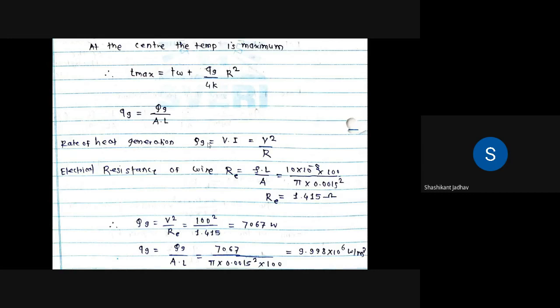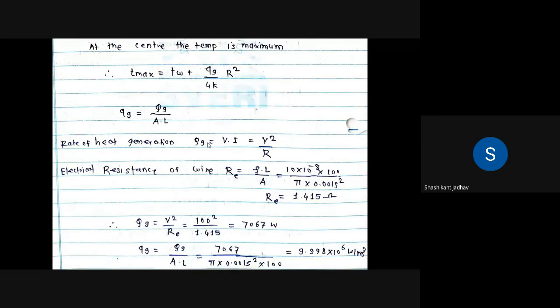And how to write this equation as V square by R. What is Ohm's law? V is equal to IR. So instead of I, we have to put V by R. So therefore, the equation becomes V square by R. Okay. But we don't know the value of resistance.